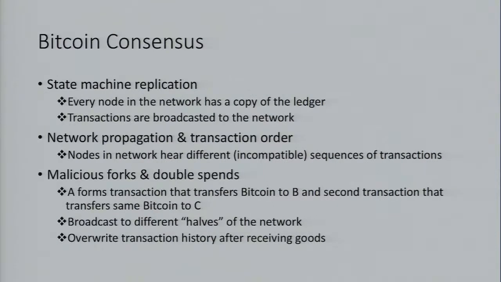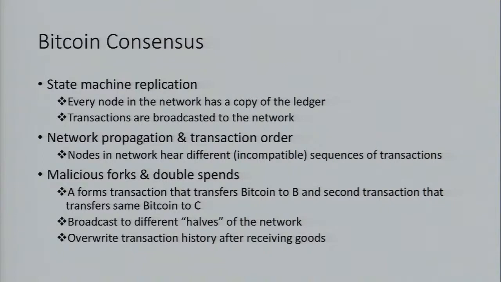So Bitcoin consensus is really just about doing state machine replication. You have a network of nodes, and they all have a copy of the state machine, and they have to come to consensus on the state of the machine. But due to the nature of networks, even though transactions are broadcast throughout the network, even different honest nodes may hear different incompatible sequences of transactions in a different order. And so the problem of consensus is to come to agreement on a uniform view of what the sequence of transactions was, so that we can agree on what the state of the machine is.